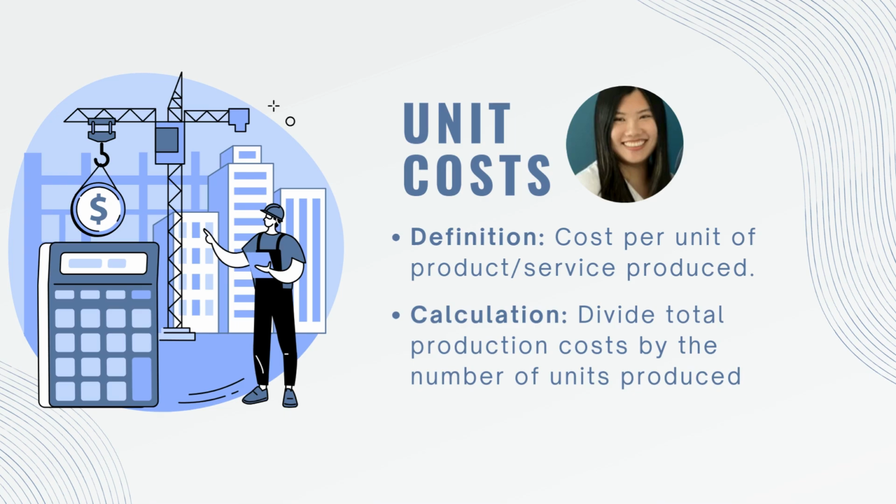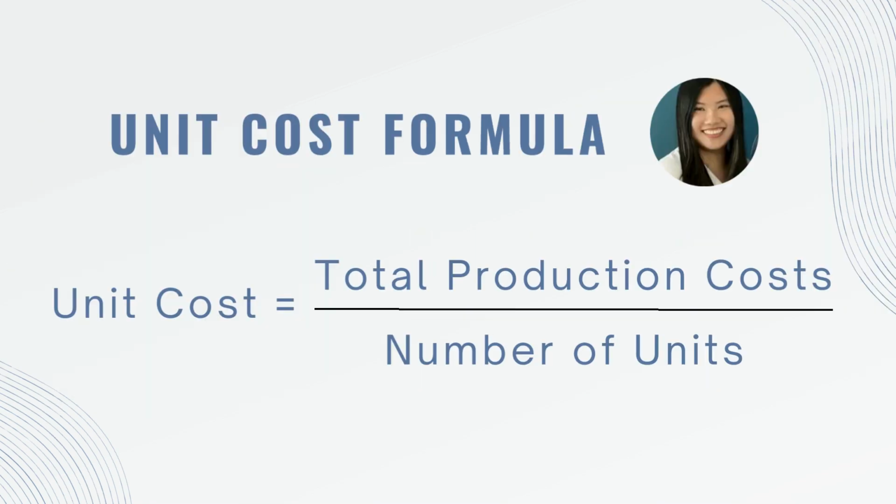Now, to calculate the unit cost, you divide the total production cost by the number of units produced. On this slide, we have the unit cost formula. You can see the unit cost is the total production cost divided by the number of units. So let's break down the components of this calculation.